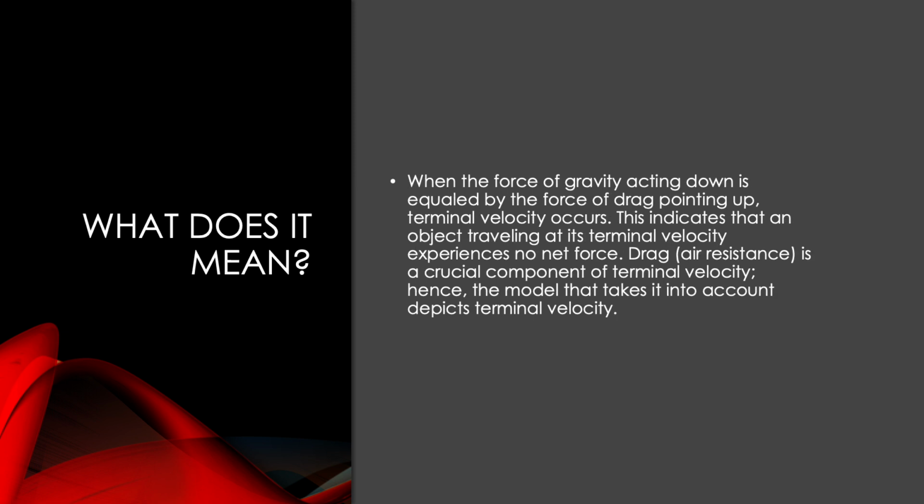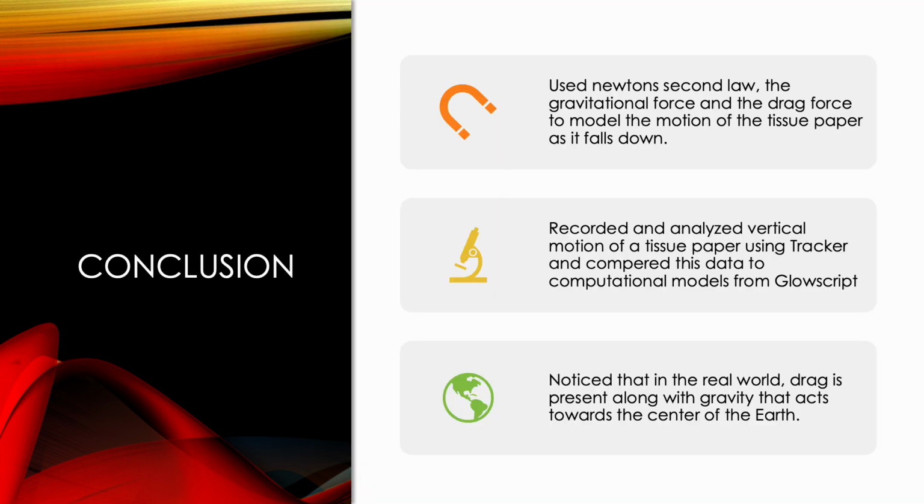To answer the what does it mean question: when the force of gravity acting downwards is equivalent to the force of drag pointing up, terminal velocity occurs. This indicates that an object traveling at its terminal velocity experiences no net force. Drag, or air resistance, is a crucial component of terminal velocity, hence the model that takes it into account depicts terminal velocity. Conclusion.